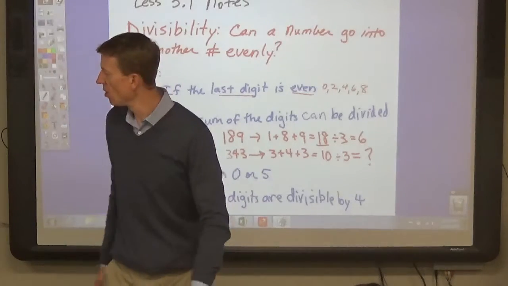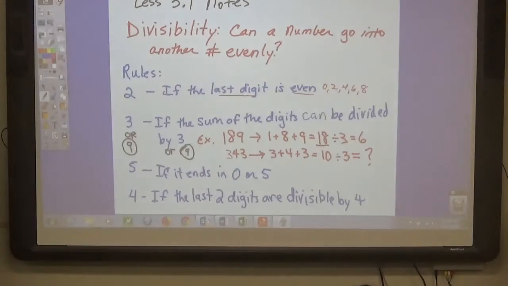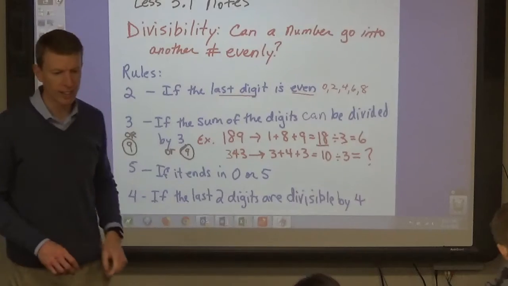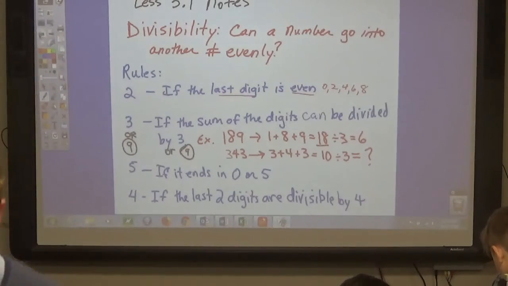Exactly. So your assignment is on page 88. I want you to do 1 through 20, all. Yep, 1 through 20, all, listing the numbers that it's divisible by. That's all we have.